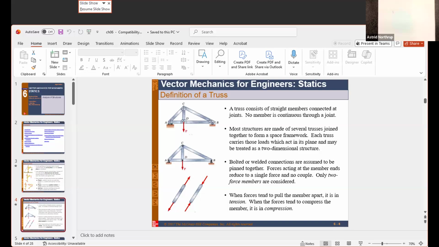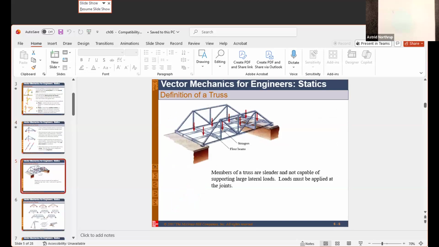Yes, only two-force members. Bolted or welded connections are assumed to be pinned together. Forces acting on a member are reduced to a single force. Okay, so that's kind of the question that you're asking. And it does happen, but that's not what we're talking about today. Which is the answer that I seem to give a lot in this class.